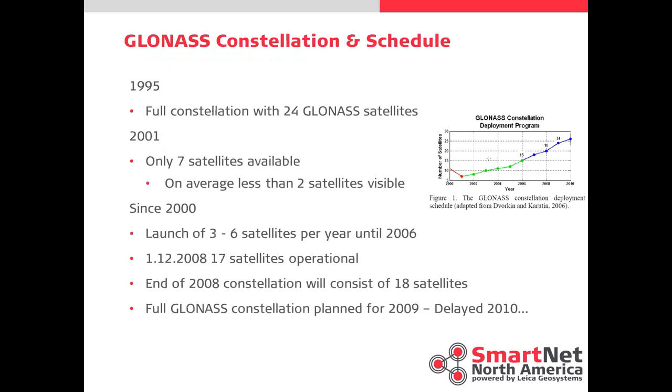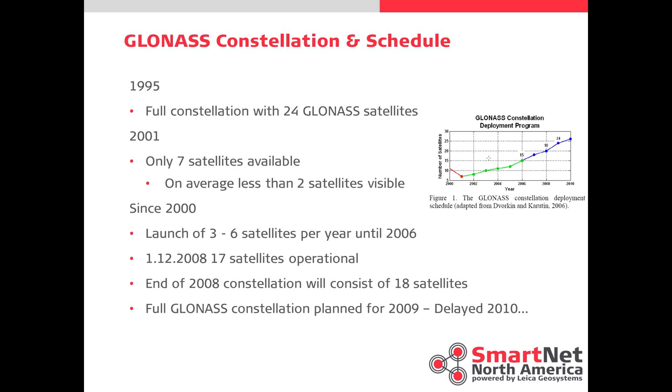Which brings us to GLONASS. GLONASS, of course, had a fully operational constellation in '95. In 2001, only 7 were available, averaging only 2 in view at a time. It didn't have a whole lot of value. When there was an investment in the constellation by the Russian Federation along with India, they started launching 3 to 6 satellites per year, and that brought us to today, where we have an almost fully operational constellation. I think there are 1 or 2 that are turned off, so we're getting close to a full GLONASS constellation.